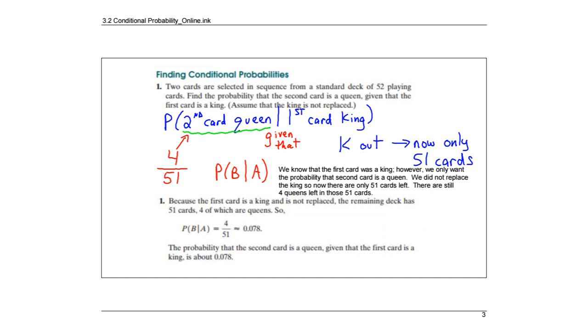Okay, so the issue is we pulled that king, right? We pulled it out of the deck and we put it in our pocket and we didn't put it back. So the problem is I now only have 51 cards. I don't have 52 cards anymore because I pulled that king and put it in my pocket. But I still do have 4 queens left because I didn't take any queens. I only took a king. And so the probability is 4 over 51. If they ask for a decimal, pop that in your calculator.